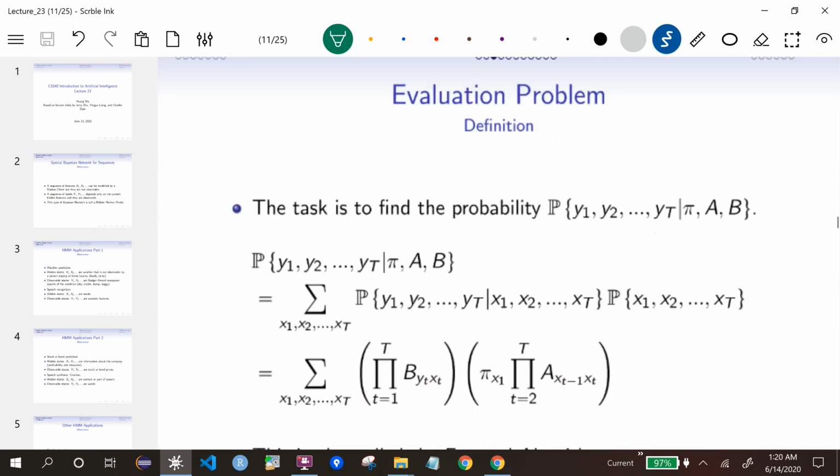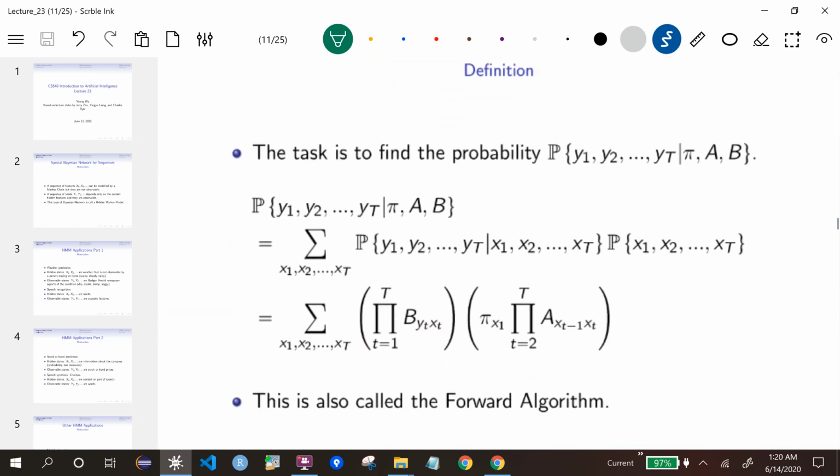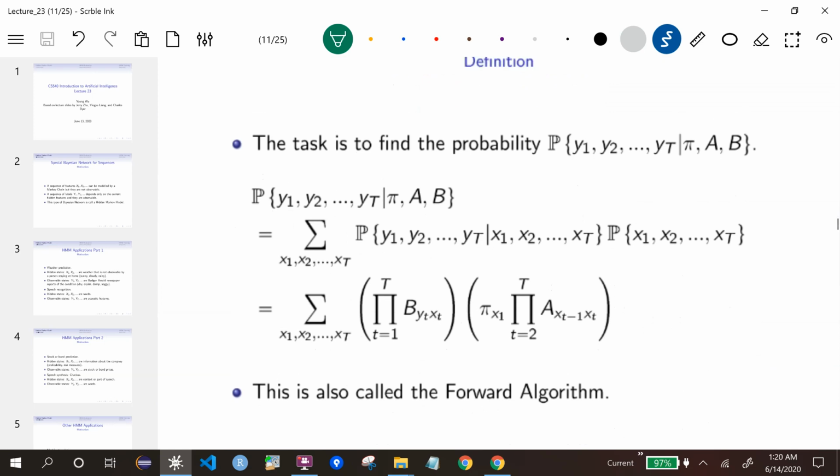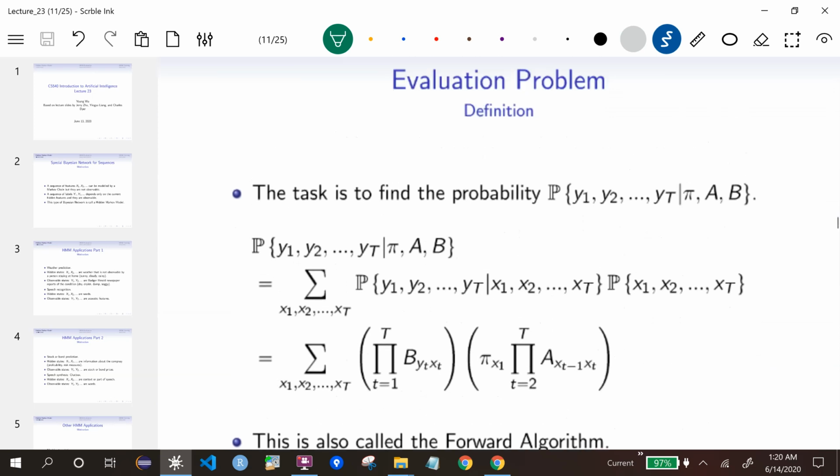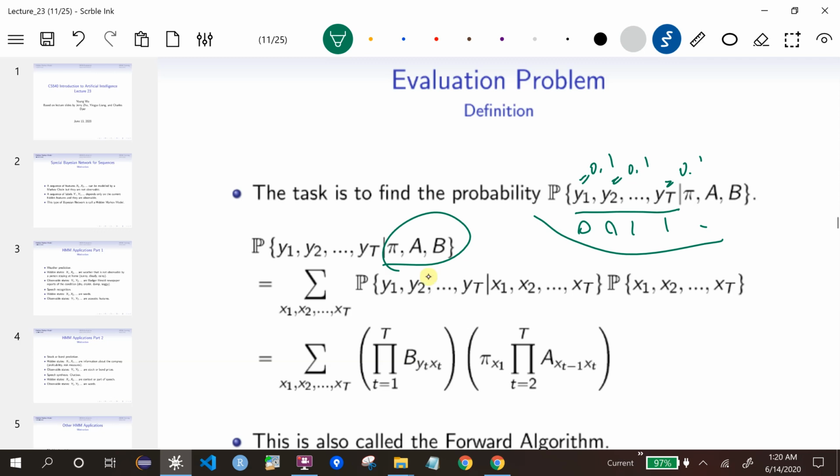Let's start with the evaluation problem. So to write down what we are actually doing here, we are finding the probability of observing a particular sequence. So the sequence may be, say, 0 or 1. The second one may be 0 or 1. And the last one may be 0 or 1. So basically, we have a bunch of zeros and ones, and then we want to figure out what's the probability that this is happening, given we have some kind of hidden Markov model already.